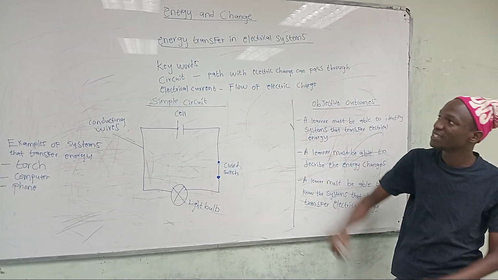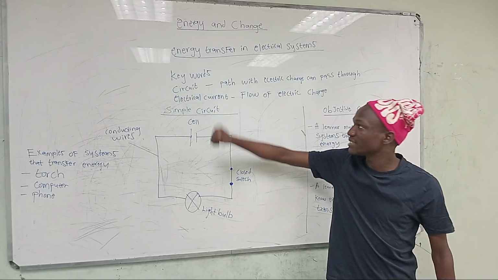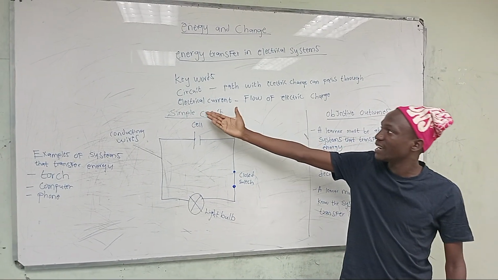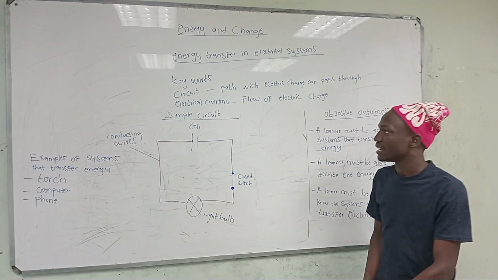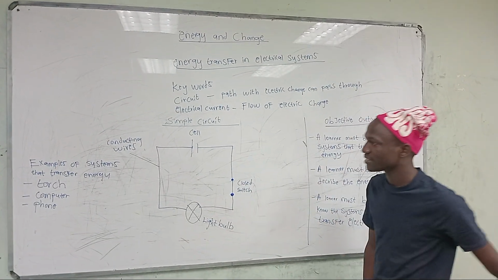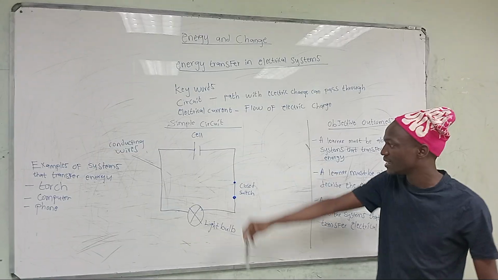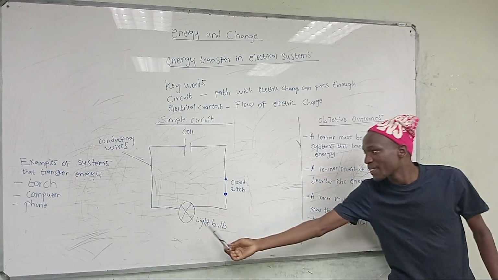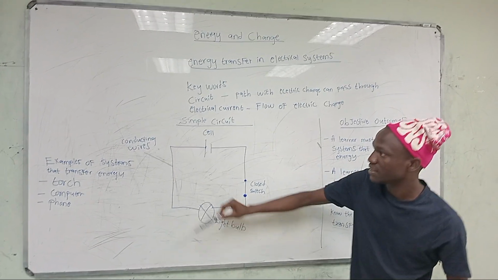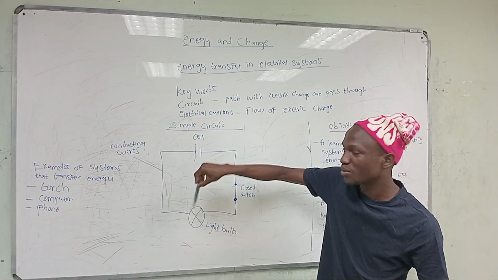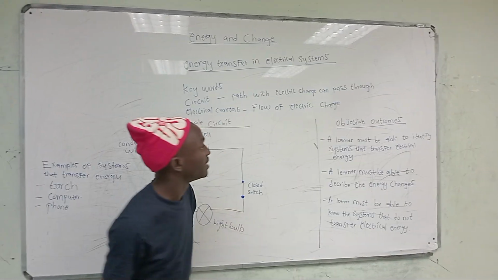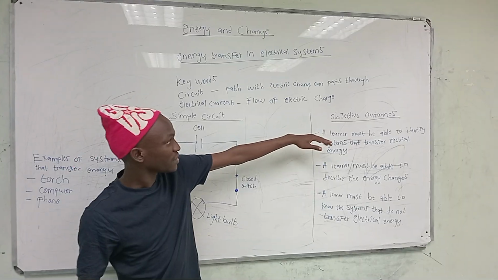Then we have some keywords here: a circuit, and then electrical current. Here we have a simple circuit that consists of a cell, a closed switch, a light bulb, and the conducting wires. And then we can see again that we have the learning objectives, which are the outcomes that must be achieved at the end of the lesson.